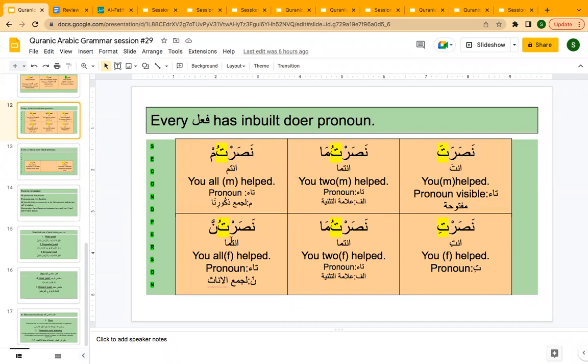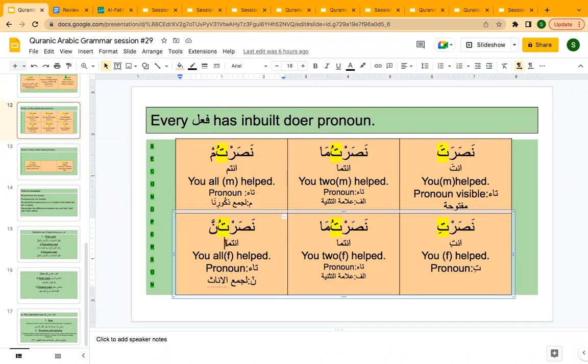Antunna, nasartunna. Oh yeah, I am going to change it. I will fix it for you. Okay, sorry, my mistake. It should be noon chadda. Okay, inshallah. Jazakallah khair. I will fix it.